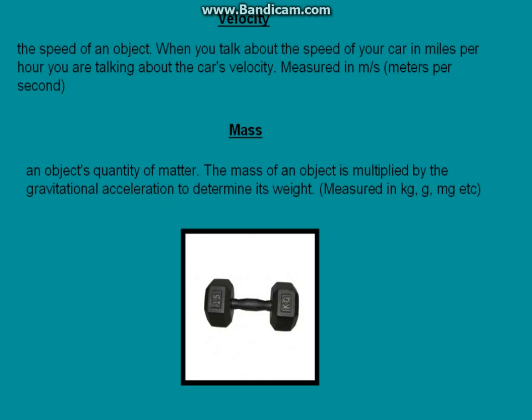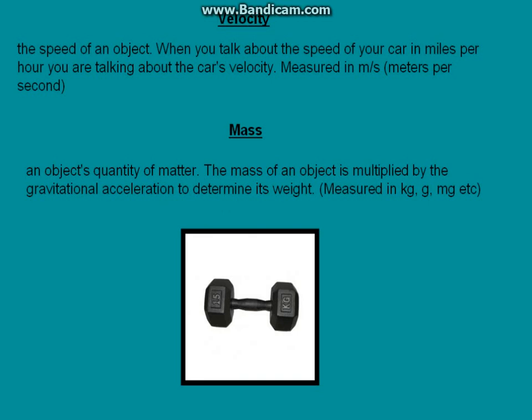Velocity: velocity is the speed of an object. When you're talking about speed of your car in miles per hour, you're actually talking about the car's velocity. This can be measured in meters per second, or miles per second, or kilometers per second, or kilometers per minute. It doesn't matter.